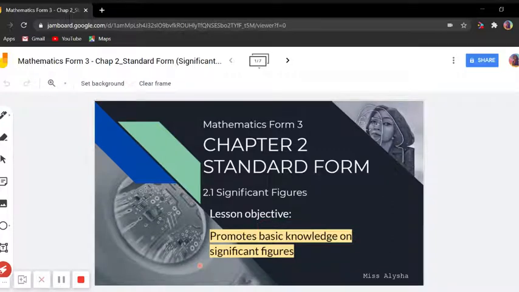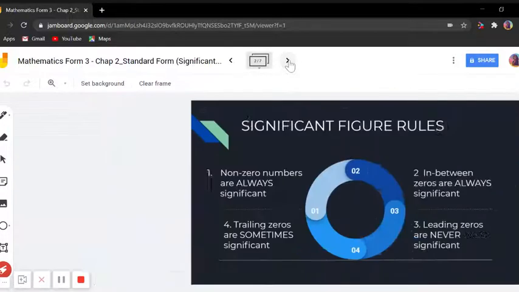So I understand that significant figures can be quite confusing sometimes, but I will try my best to explain to you by using the simplest explanation so that you could understand. Alright, let's go to the first slide.